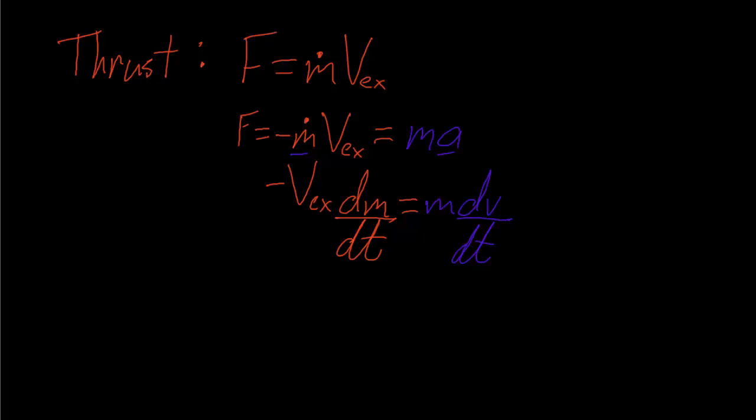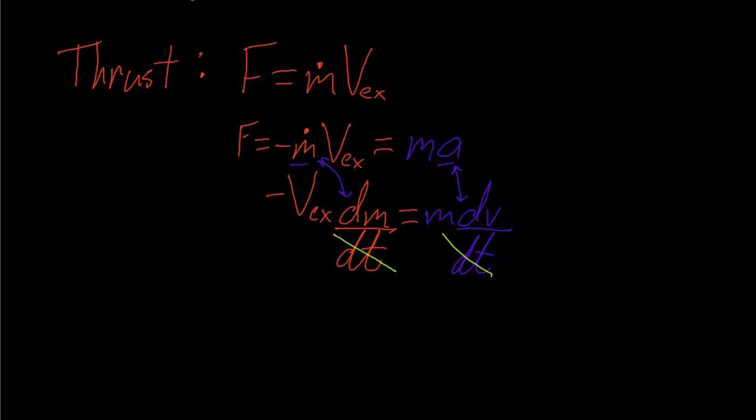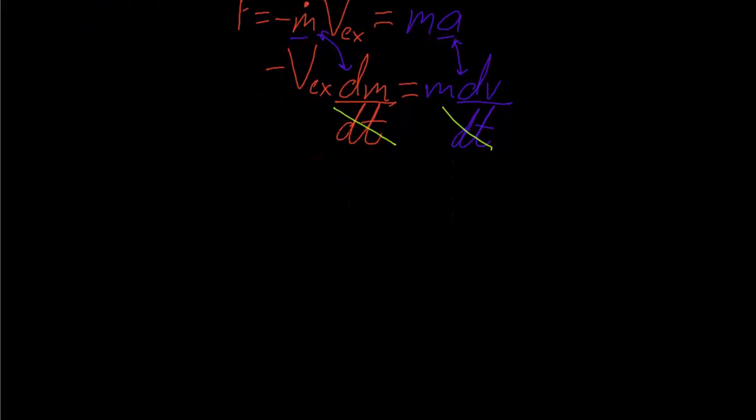Now, again, note that m dot and dm over dt, or a and dv over dt, are the same exact things. We haven't really changed anything, we've just substituted. So now what we can do is cancel some variables out. Our dt's are on both sides of the equal sign, so they can go away. And what we're left with is the negative exhaust velocity times dm, which is equal to the mass times dv.